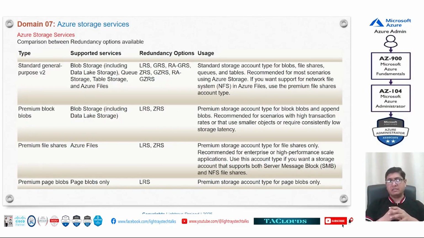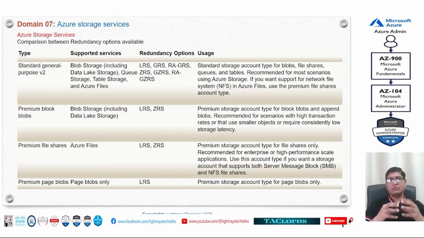What is the problem with this then? The problem is it is only supporting two types of redundancy. If you see on the screen, the second type is only providing redundancy LRS and ZRS. Don't worry about what LRS and ZRS mean. We will cover that. But LRS and ZRS are the only options it provides.